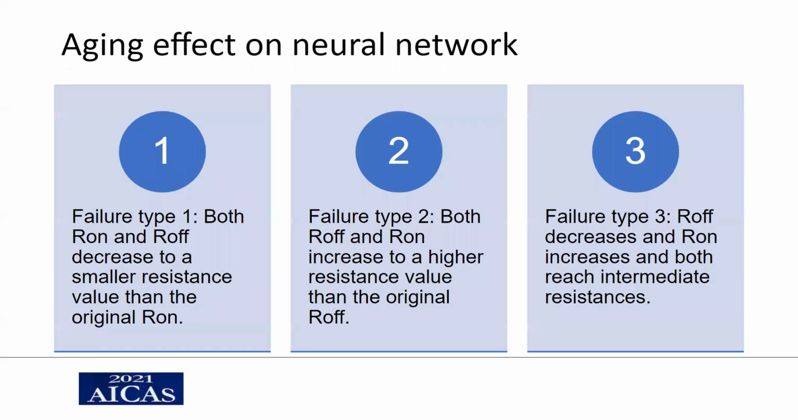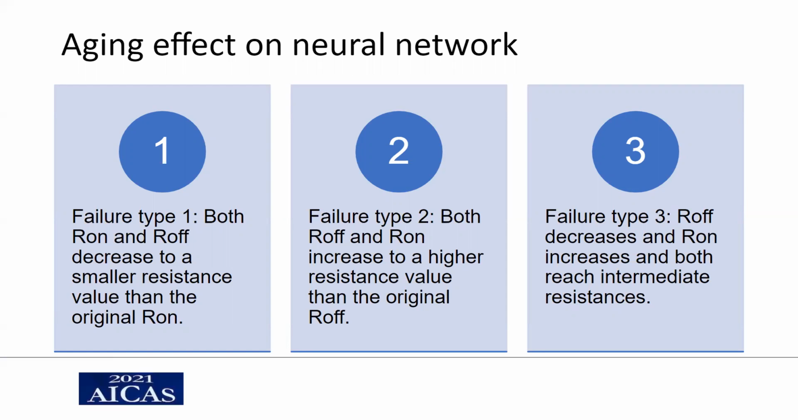There are three types of aging that we are considering: failure type 1, failure type 2, and failure type 3. In failure type 1, both R1 and R0 values are decreased to a smaller resistance than the original R0. Failure type 2 is just the opposite of failure type 1: both R1 and R0 values increase to a higher resistance value than the original R0. Failure type 3 is a combination of failure type 1 and failure type 2, where R0 is decreasing and R1 is increasing, and both reach an intermediate value.